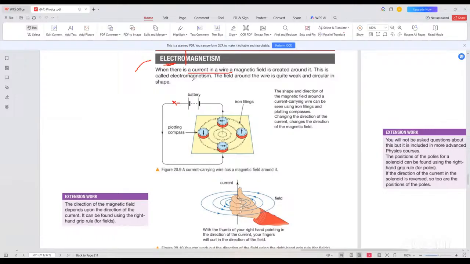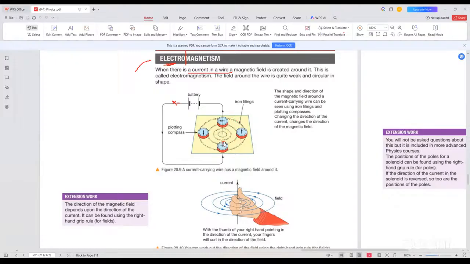Okay. Here a simple practical setup is being given. When this circuit is completed, we have placed the wire going through the paper, and there's a plotting compass as well. We have also applied iron filings onto the paper. Once the switch is on and the circuit is completed, these iron filings will be arranged in a manner like this.